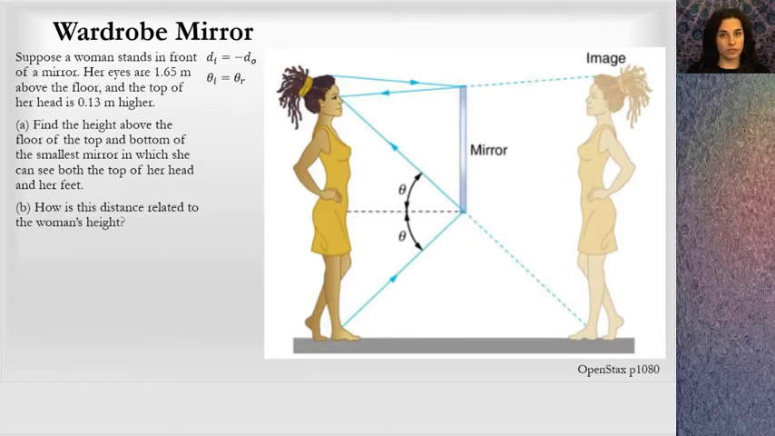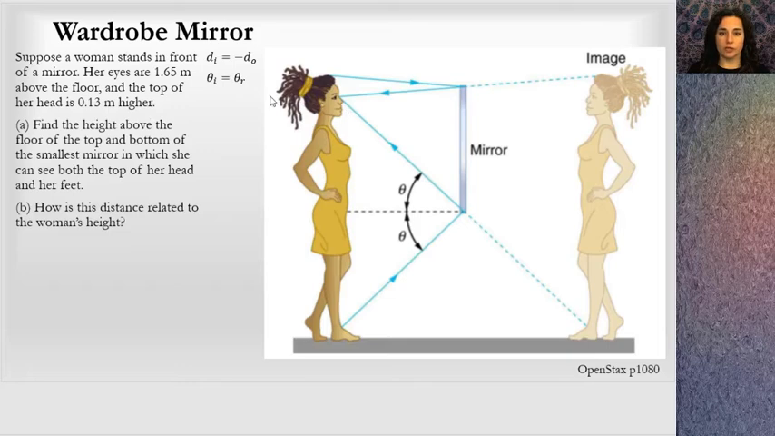I picked a very simple example, a wardrobe mirror. You may have one of these in your house to be able to look at your whole body when you put on clothes and look at what your clothes look like on you. And so here's an image I borrowed from the OpenStax College Physics textbook. The woman is looking in a mirror. It says, suppose a woman stands in front of a mirror. Her eyes are 1.65 meters above the floor, and the top of her head is 0.13 meters higher.